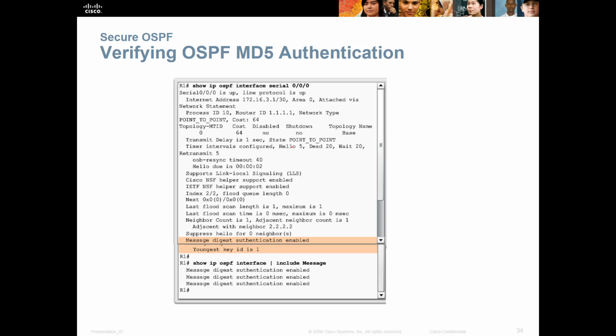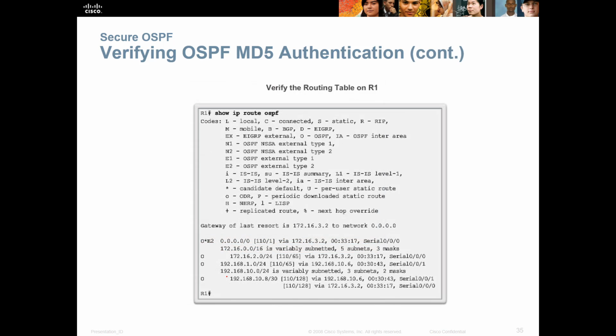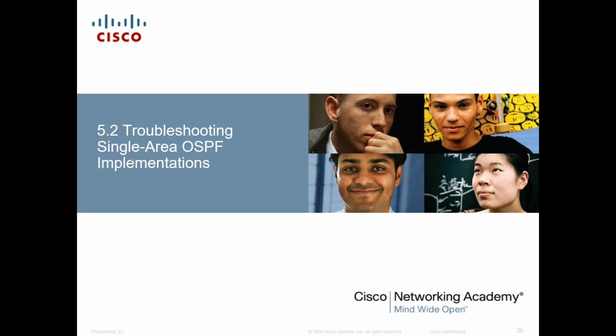Now let's talk about verification. Again, show IP OSPF interface, the specific interface, or even an interface brief, will give you the appropriate messages if they are doing the message digest or not. Here we have, again, our verifying our routing table. So let's talk about troubleshooting.